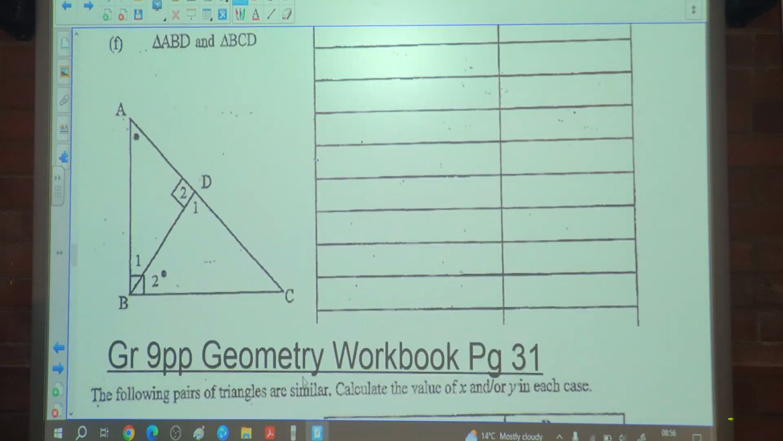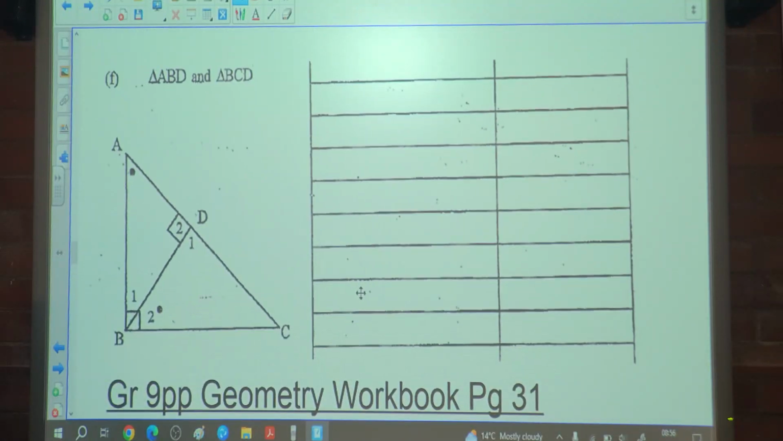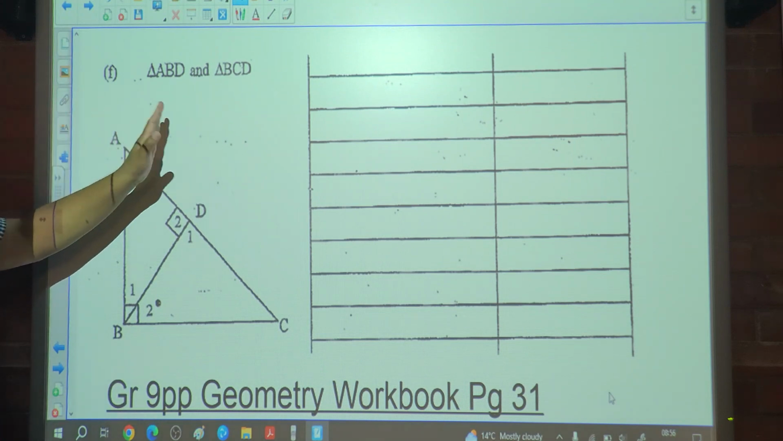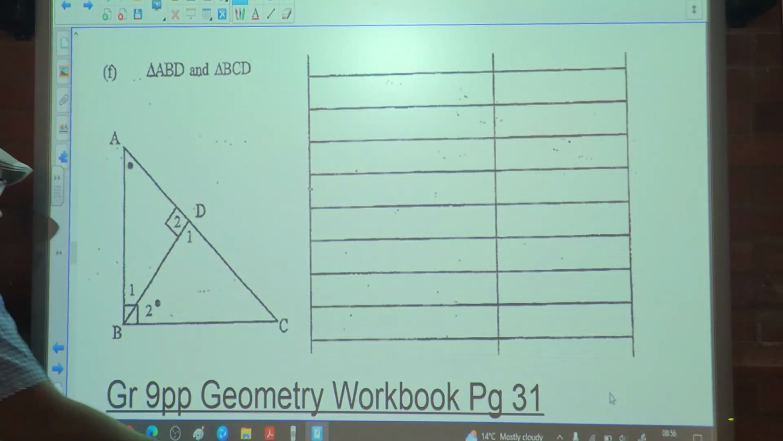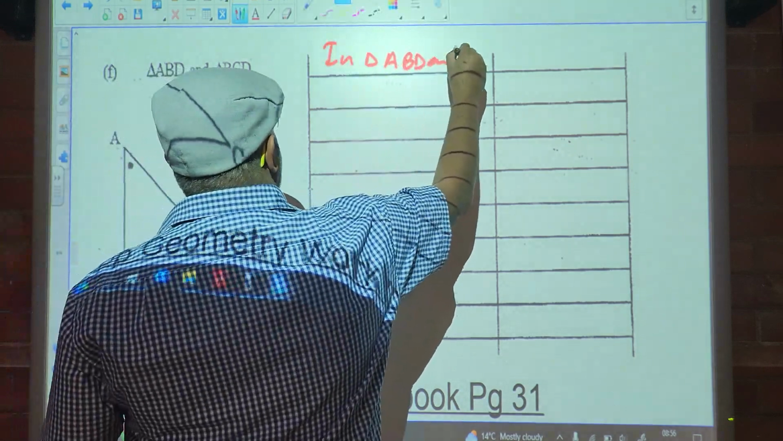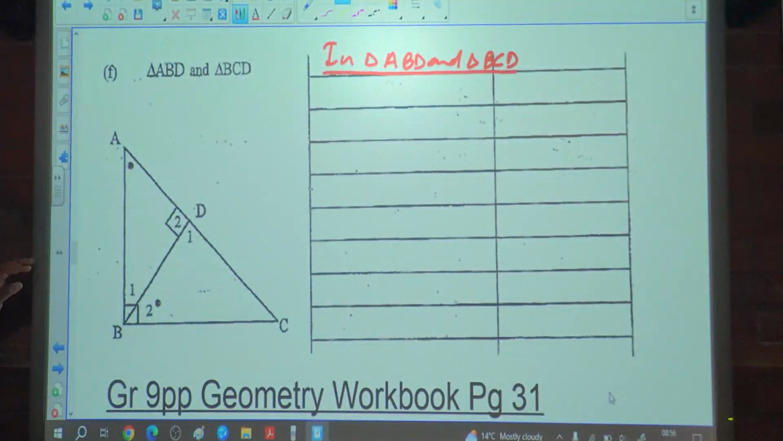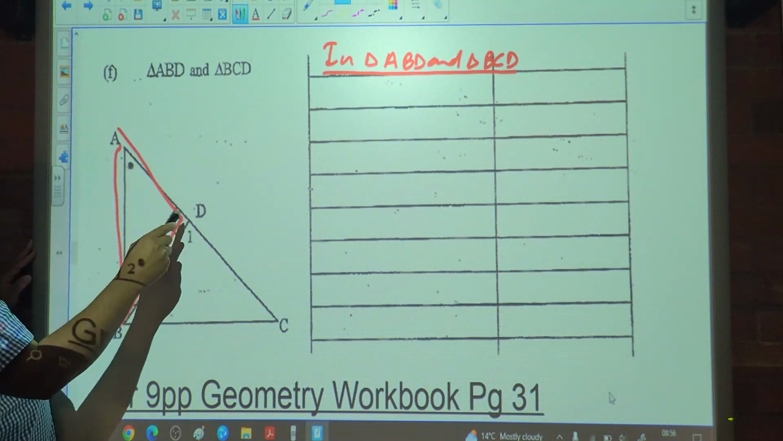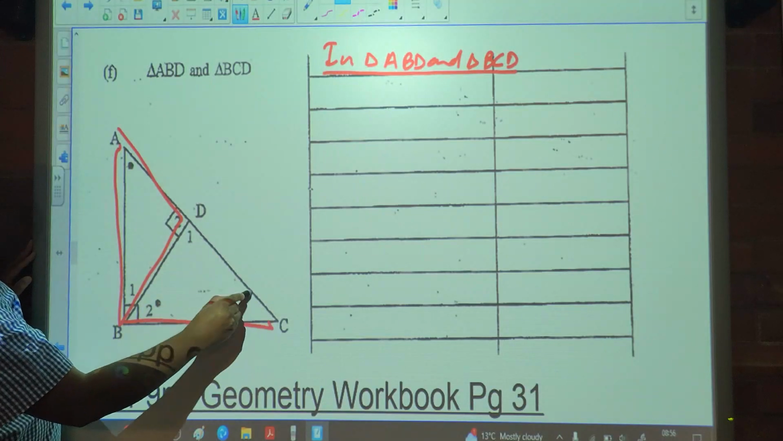Right, let's go with F. We're still on page 31. We must prove that triangle ABD is similar to triangle BCD. Right, where do we start? In triangle ABD and triangle BCD. So we've got A, B, D, which is a triangle, and B, C, D, another triangle.